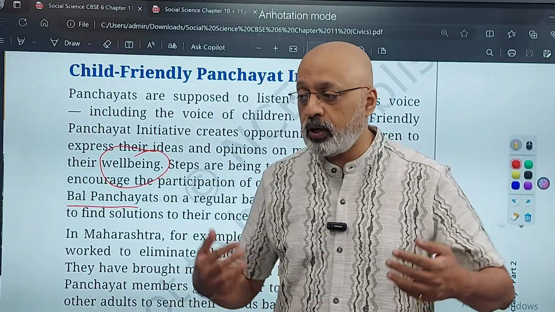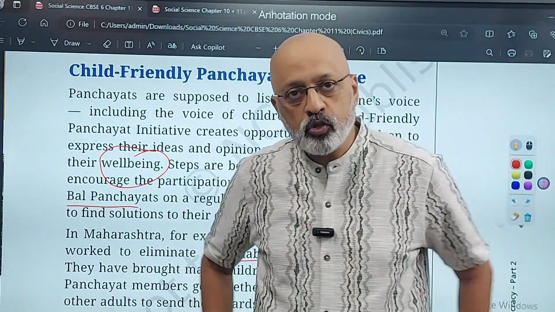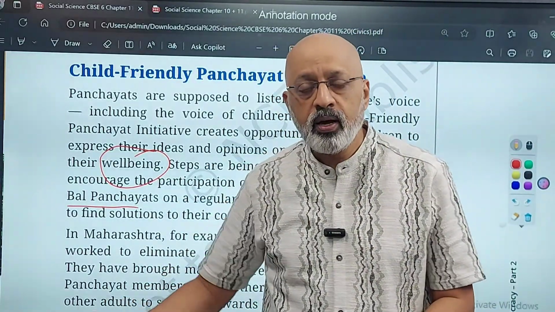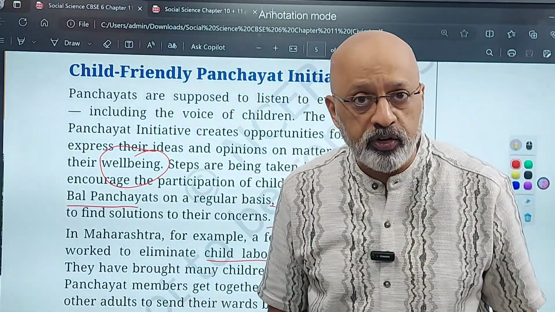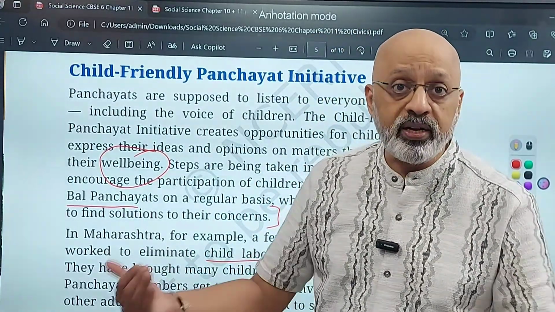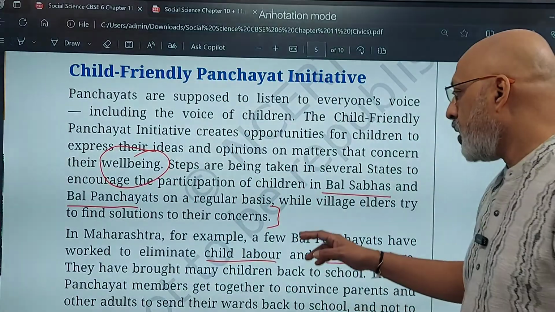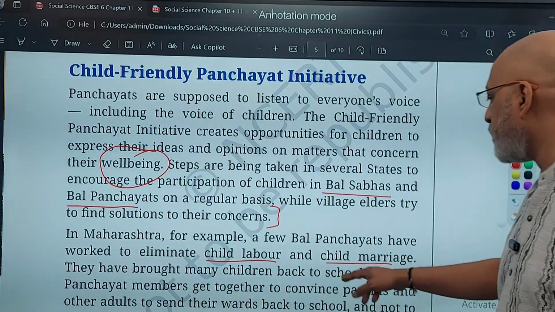So many of them, I have done stories where they would be carrying their school bags on the side, they would be plucking cotton from the cotton field, right? Many families do that because they need that extra income. So the Bal Panchayats have brought many children back to school.